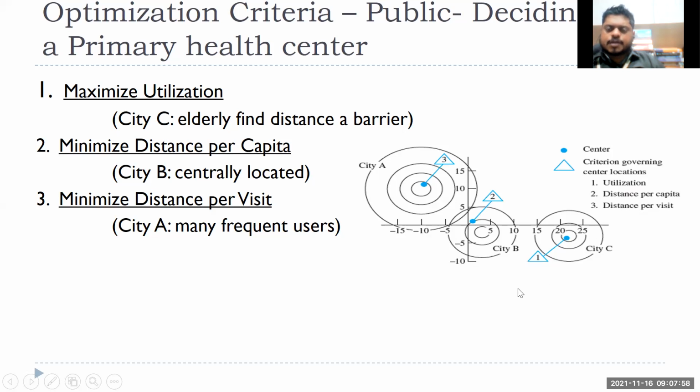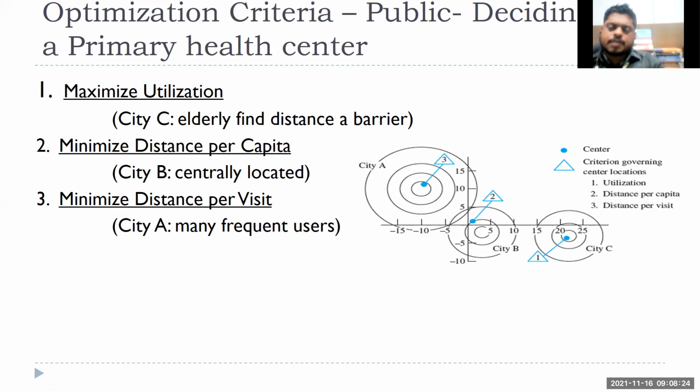City C mostly elderly people. City B is situated between city A and C. City A is a very big city, almost twice the size of city B and C, right? Now, as a government or a state government or a municipality, I have only enough money to put only one primary healthcare center. Where should I put my primary healthcare center? Right? How will you decide on this?